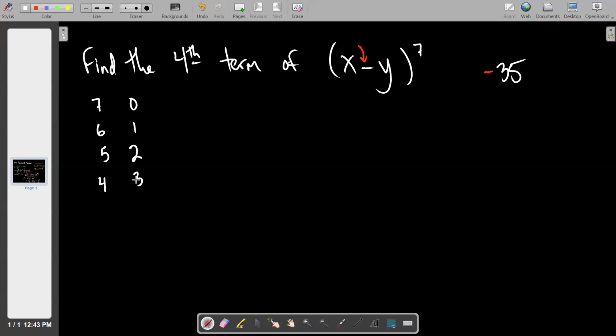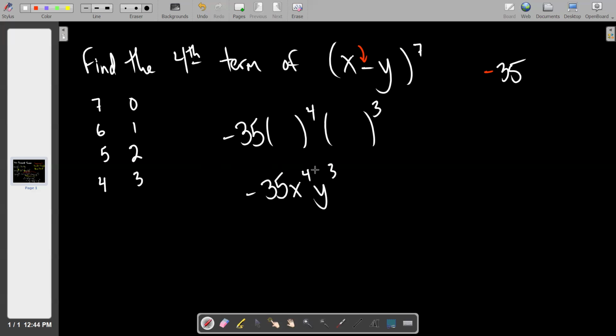So what we now know is that the fourth term is going to be negative 35 blank to the fourth times blank to the third. Why in this case are the blanks unnecessary? It's just x and y. So this one would just be negative 35 x to the fourth y cubed.